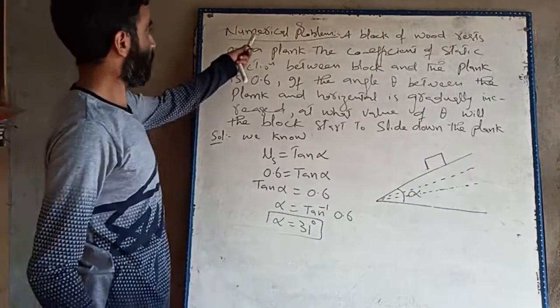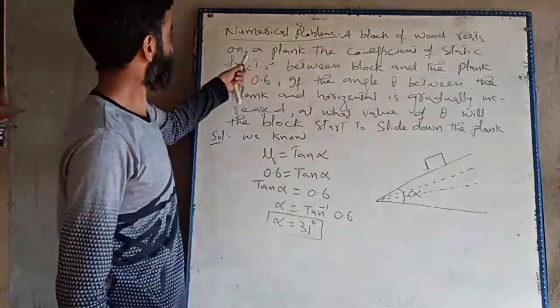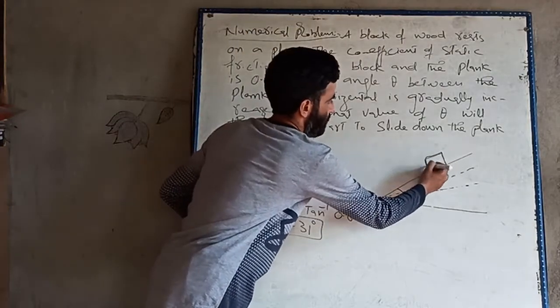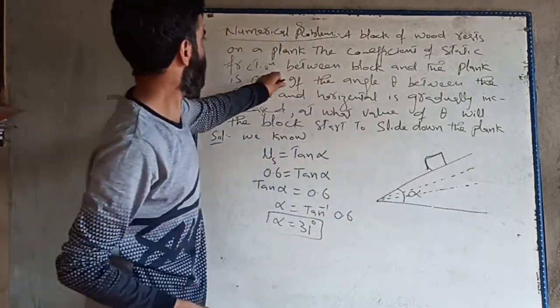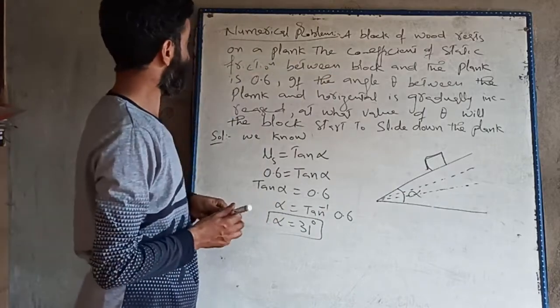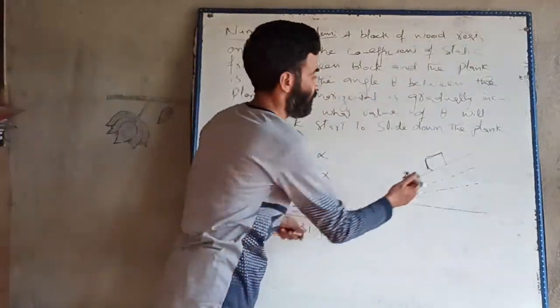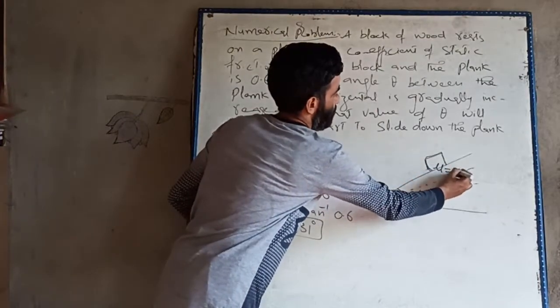See, here is a numerical problem. A block of wood rests on a plank. This is the block of wood. It rests on the plank. The coefficient of static friction between the block and the plank is 0.6. Here the coefficient of friction mu is equal to 0.6.